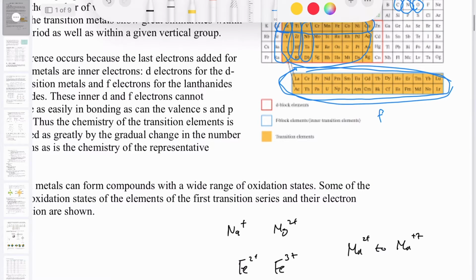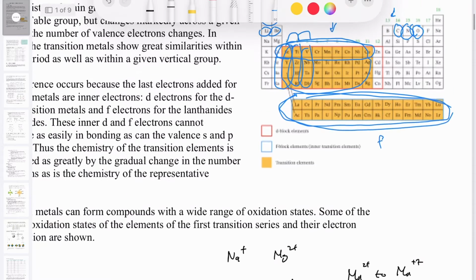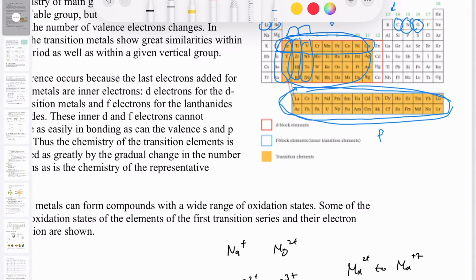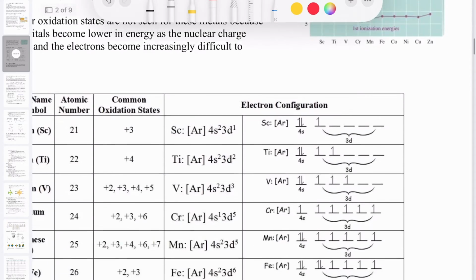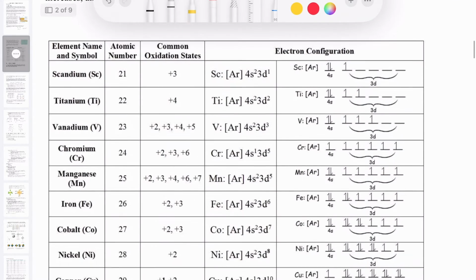Typically, the maximum value of the oxidation state is reached when the electrons in the s and d orbitals are completely removed. You can figure that out by working out the electron configuration of the transition metals, which are shown in this table right here. As a reminder, you already learned how to do this in General Chemistry 1, so hopefully this is just a quick review.